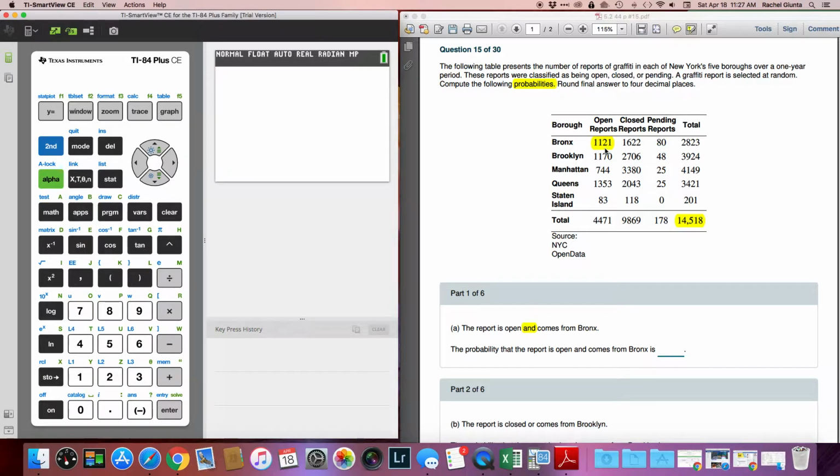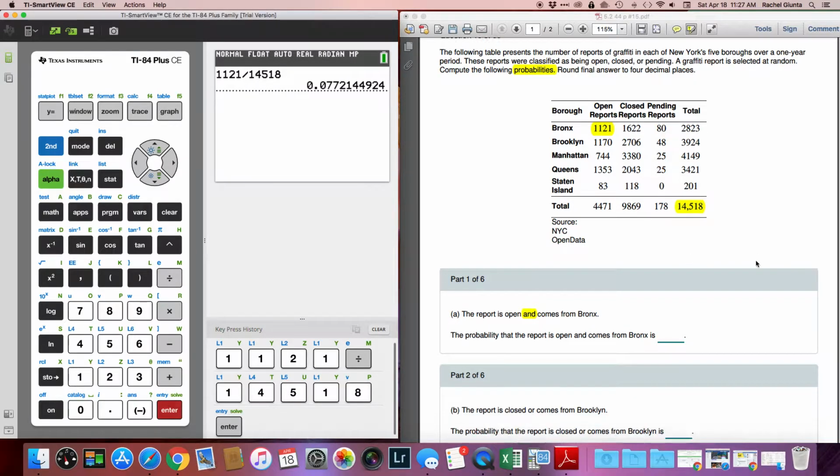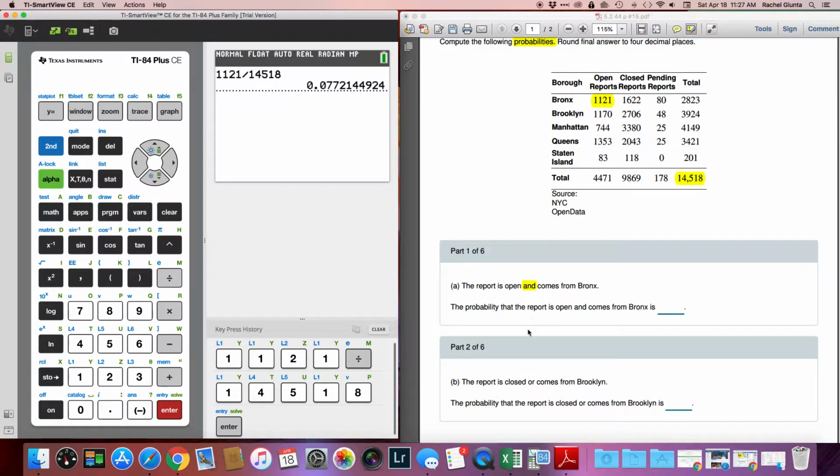So in this case, it's just 1121 divided by 14,518. And as it should be, it's a 0 point something number. Rounded to 4 decimal places, it'll be 0.0772. The next one, instead of it having and in it, it has or.